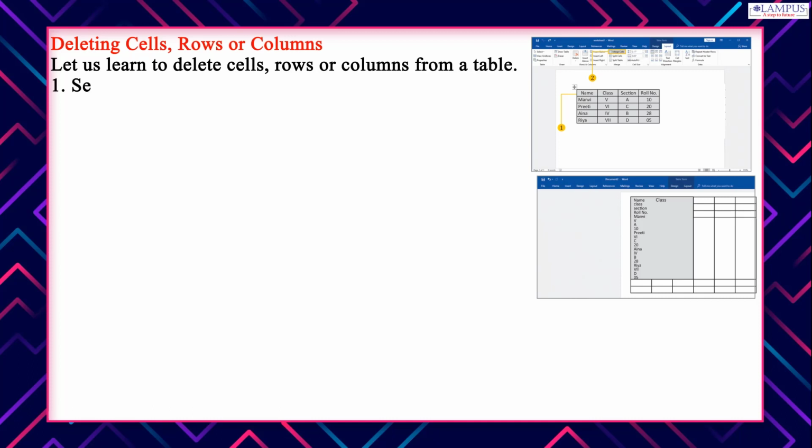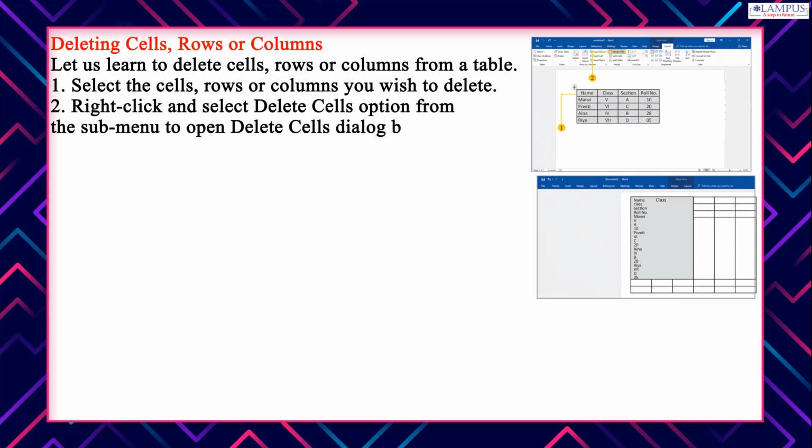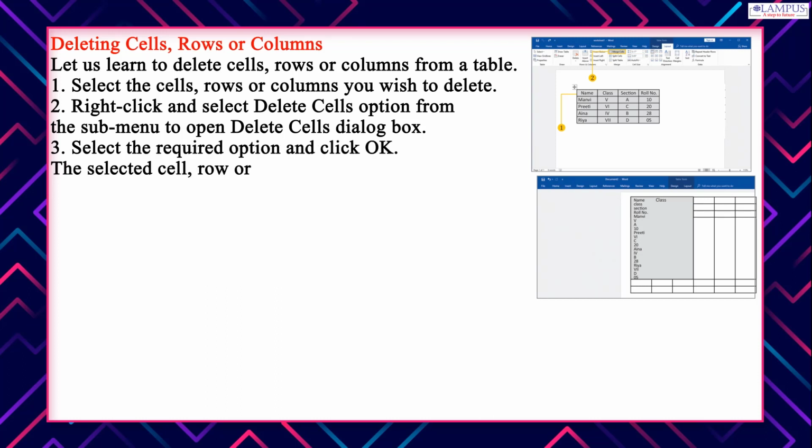Deleting cells, rows or columns. Let us learn to delete cells, rows or columns from a table. 1. Select the cells, rows or columns you wish to delete. 2. Right-click and select Delete Cells option from the sub-menu to open Delete Cells dialog box. 3. Select the required option and click OK. The selected cell, row or column is deleted.